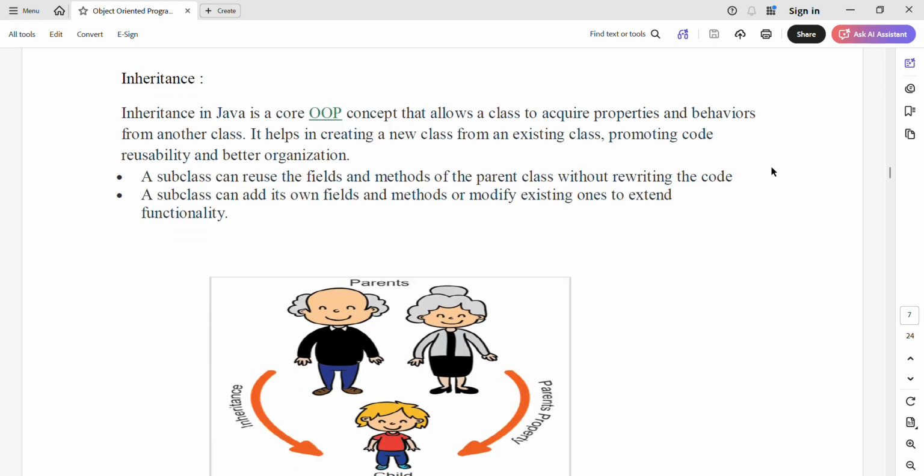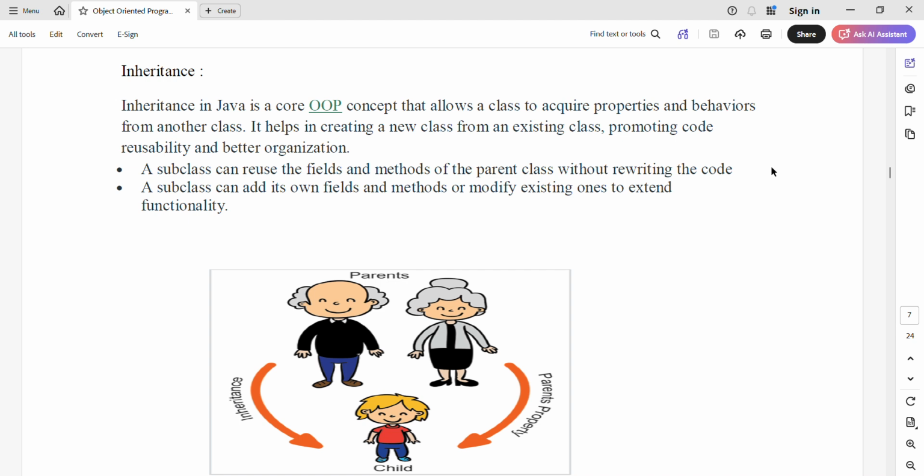And the last topic is inheritance. Look at the example here. Parents are here, mom and dad, and their child is here. The child acquires properties of both of his parents, right? Similarly, inheritance is creating a new class from an already existing class. We can promote code reusability. So what is code reusability? Instead of writing the same code multiple times, once it is written, we can use it anywhere in the program. That is called inheritance.